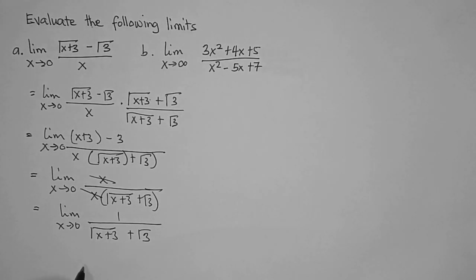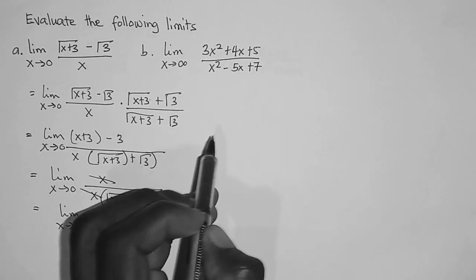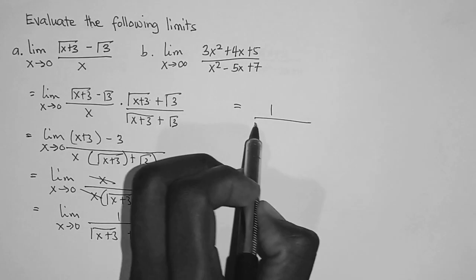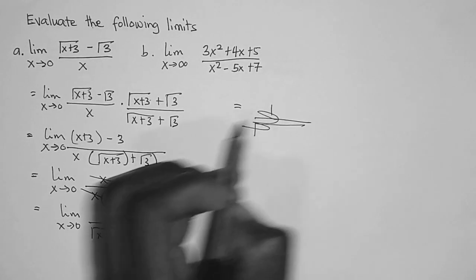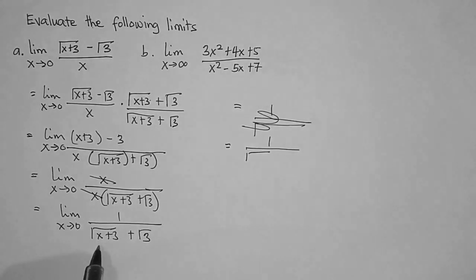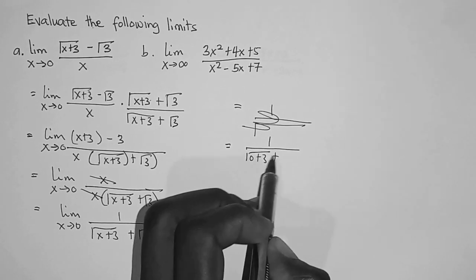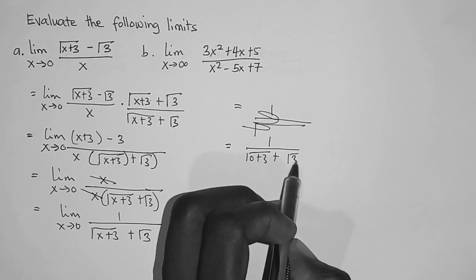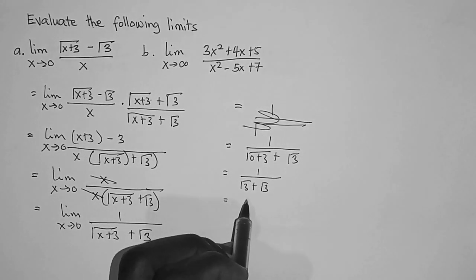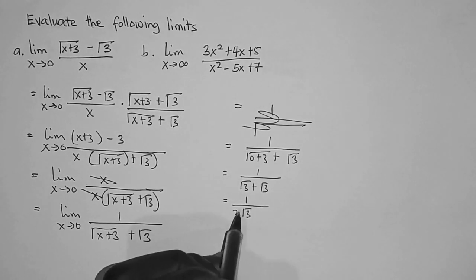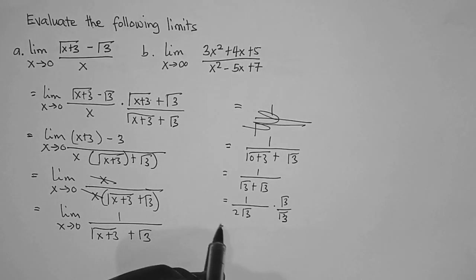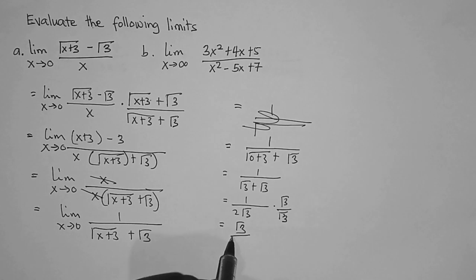So at this point, you can insert in the limit. So this is equal to 1 divided by root, and x is 0, 0 plus 3 plus root 3. And this is equal to 1 over root 3 plus root 3, which is equal to 1 over 2 root 3. But we can rationalize, so times root 3 divided by root 3. So this becomes root 3 over 6.